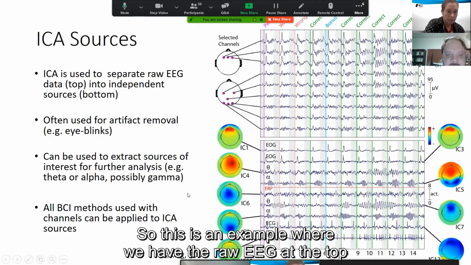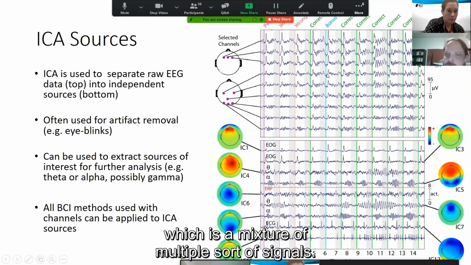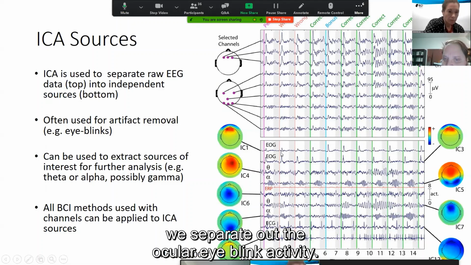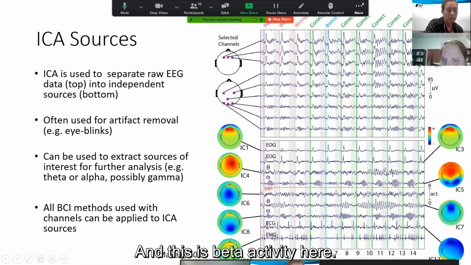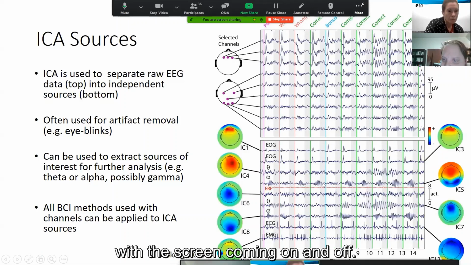So this is an example where we have the raw EEG at the top, which is a mixture of multiple signals. And then after running ICA to decompose this, we separate out the ocular eye blink activity, and this is theta activity here. This is alpha. These are alpha bursts associated with the screen coming on and off.